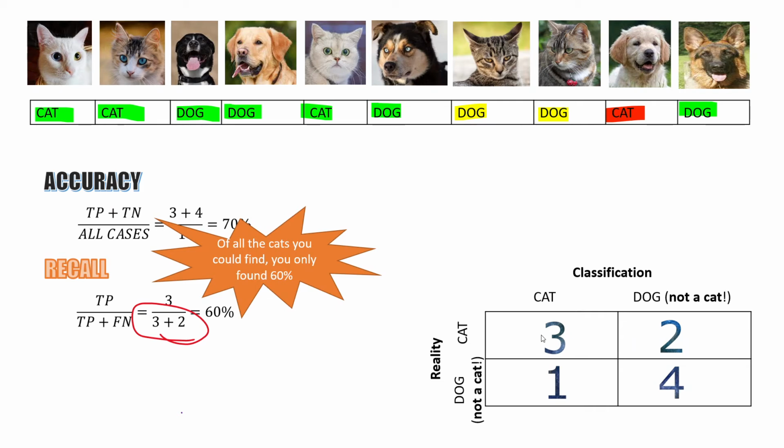Out of the total number of 5 cats, the algorithm was able to classify only 3 of them, or identify 3 of them. So it's 3 over 5, which is 60%.